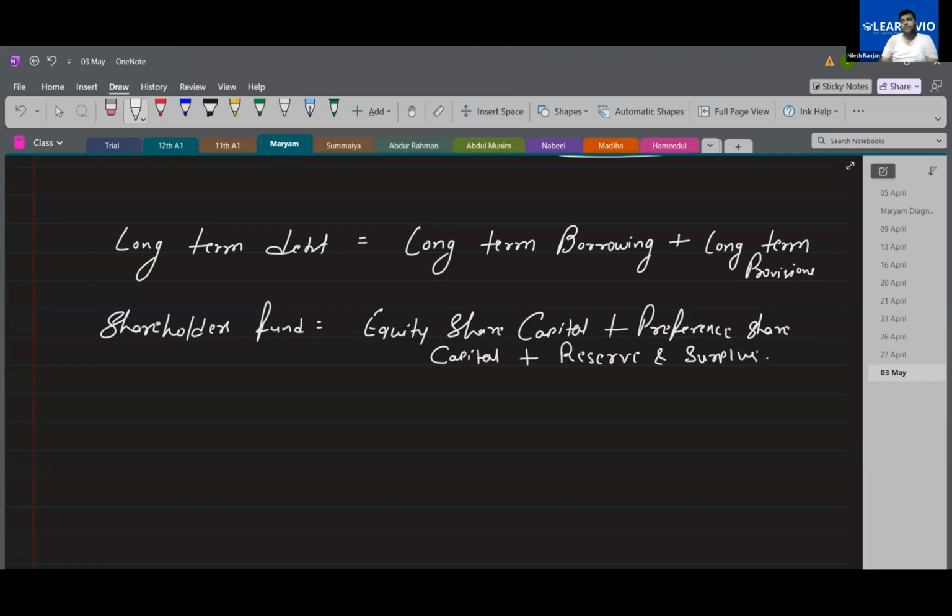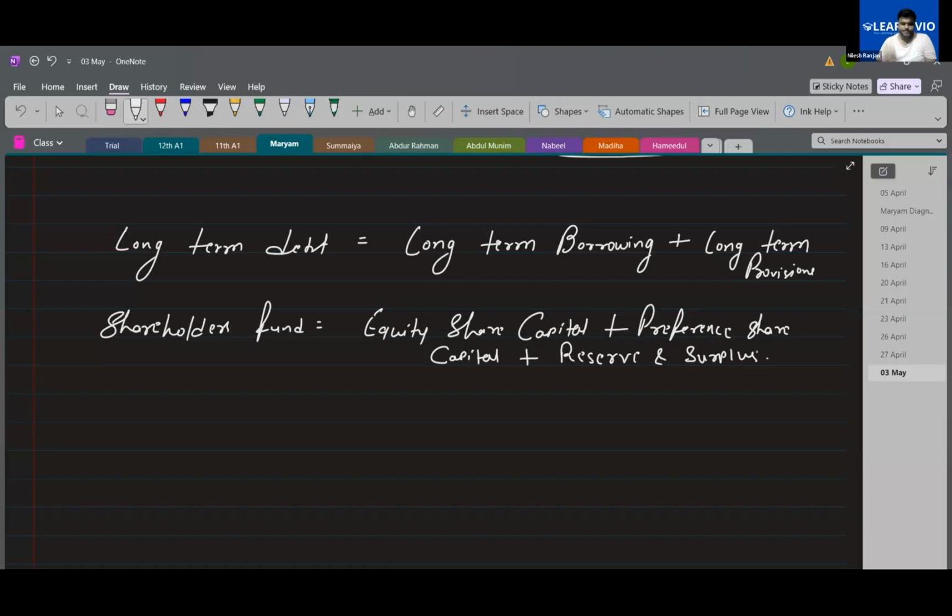Now in reserve and surplus, we include security premium, then general reserve, capital reserve. There are various types of reserve that we include, and equity share capital. In this, we use paid up capital of equity shares, paid up capital of preference shares, and all the other reserves we have. So this is shareholders fund. In long-term borrowing, there is loan, debentures, term loan, mortgage loan, whatever long-term borrowing. So we write only those.